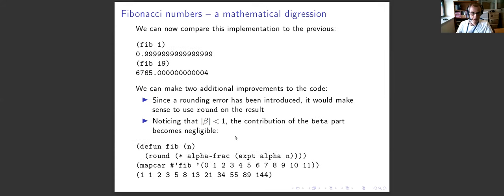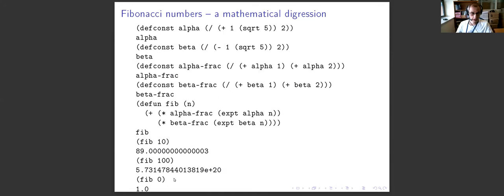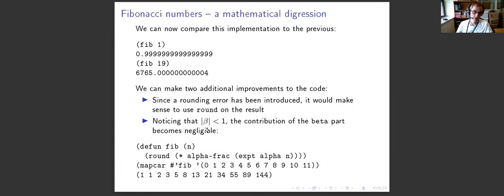We can even improve it a little bit. One little niggle here is that you get rounding errors because we're working with real numbers. So you might take the Fibonacci number of one and say, well, actually it's not 0.9999, it is one. So let's round it to one. And the 19th Fibonacci number is not 6765 point something. It is an integer. It has to be an integer that pops out. So we could actually just round it to the nearest integer.